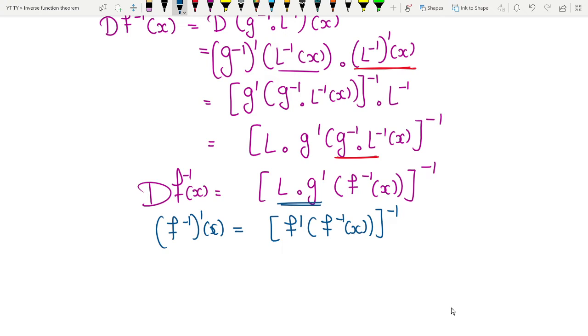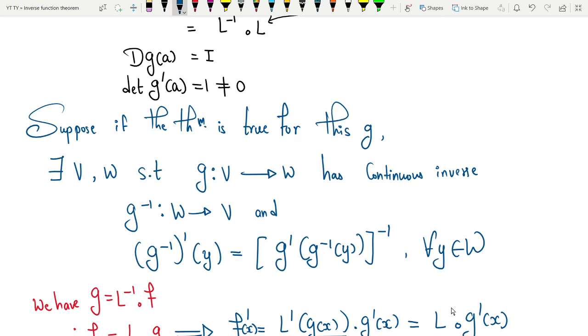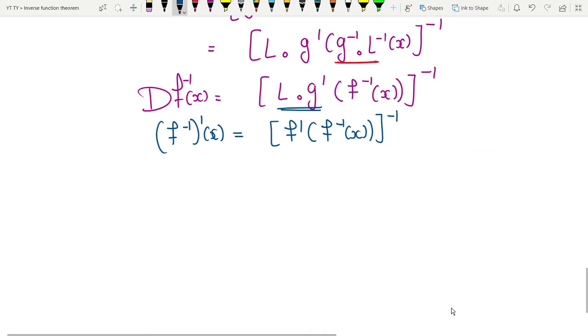So, what we understood over here is, if I assume that my g satisfies the theorem, then automatically my f has to satisfy the theorem. So, proving that g satisfies the theorem would automatically prove the theorem is true for any f. And proving that g satisfies is very easy, right? So what we are going to do now, whatever we have assumed, that suppose if the theorem is true for this g, we are going to prove that yes, it is going to be true for this g. Hence, from that we will conclude that the theorem is true for f, right?